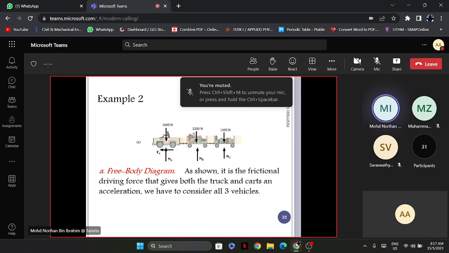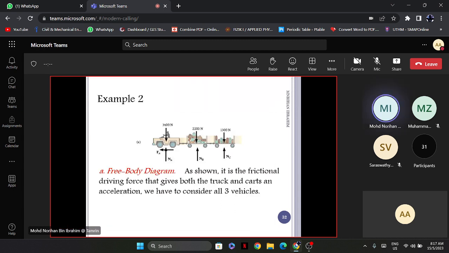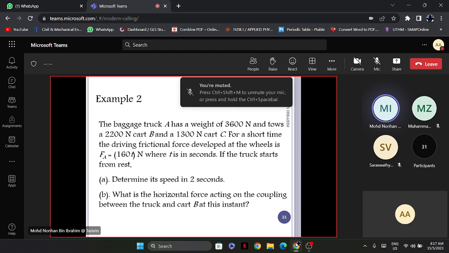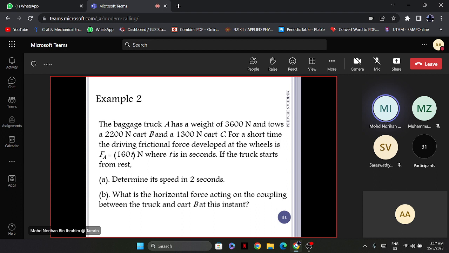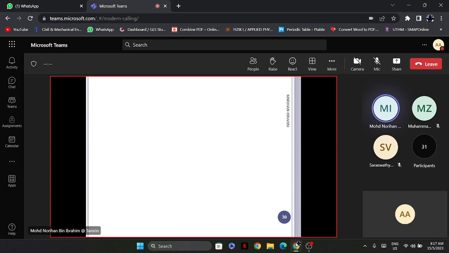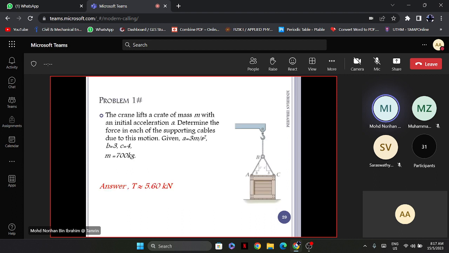Class, this one you can solve as example two, but before that, let's have a look at problem one.